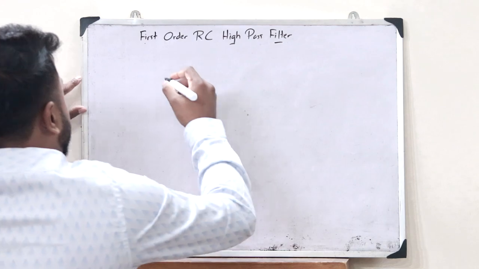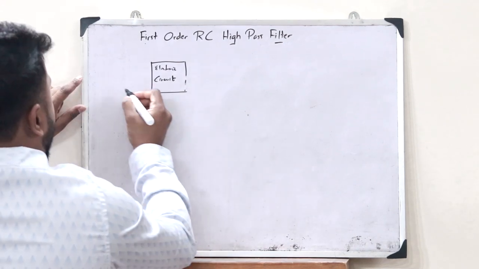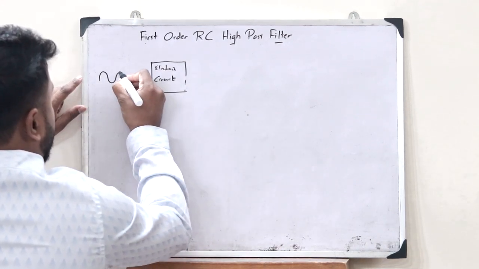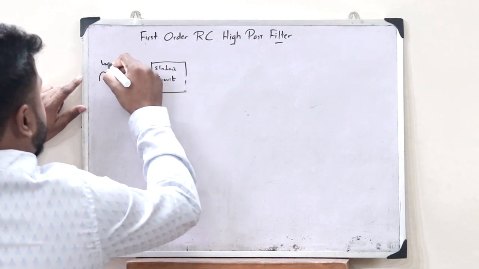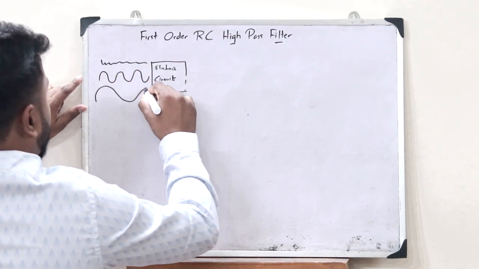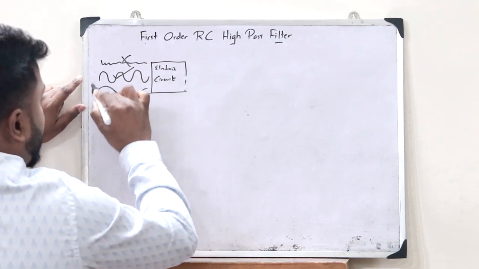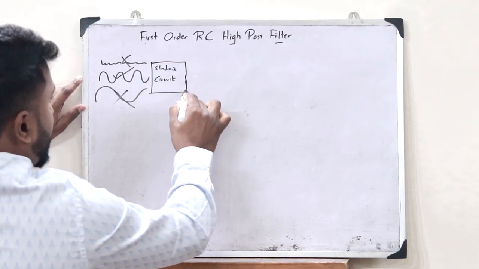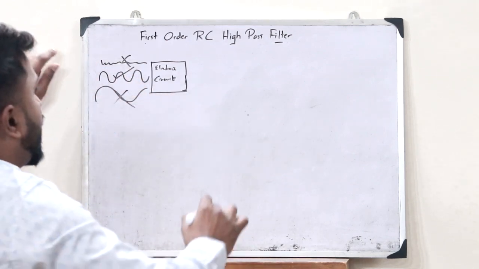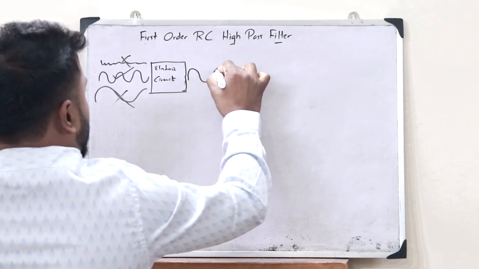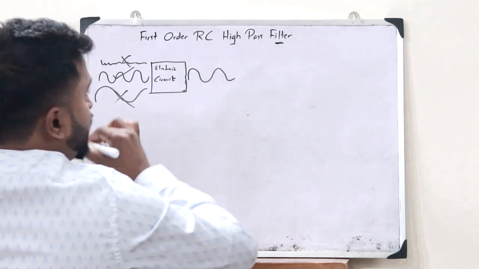So basically, it is an electronic circuit that passes only one kind of frequency component and rejects all the other frequency components. So this is not passed, this is not passed. Only one kind of frequency component is passed by the electronic circuit. Such a circuit is simply what you refer to as a filter circuit.